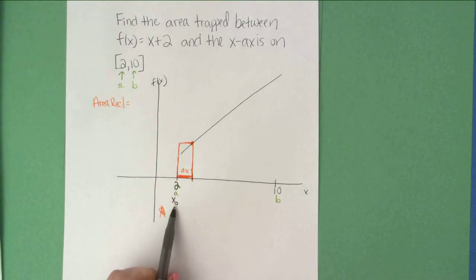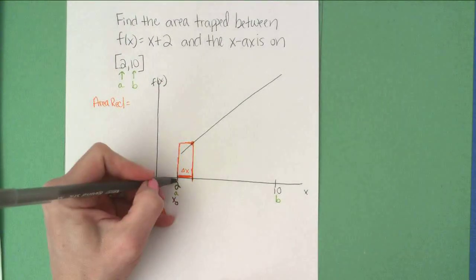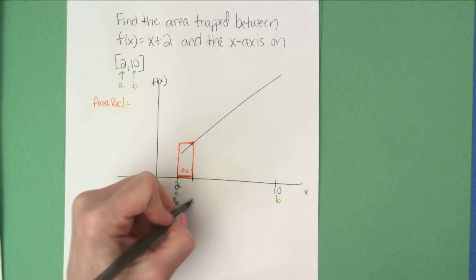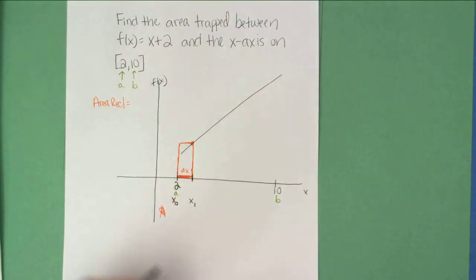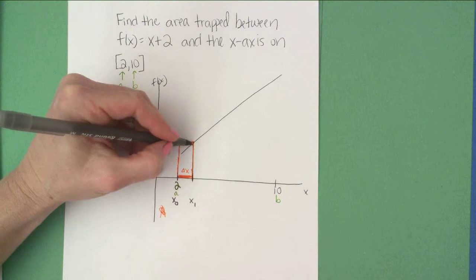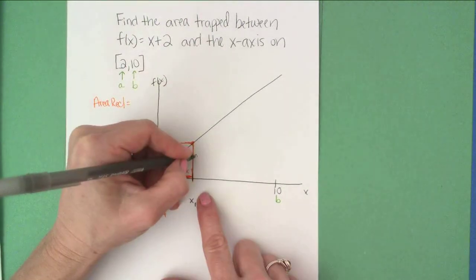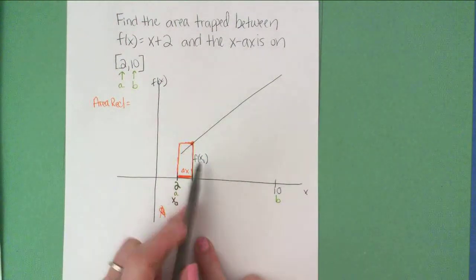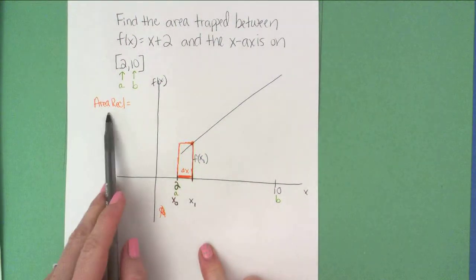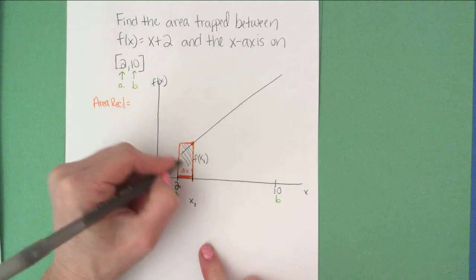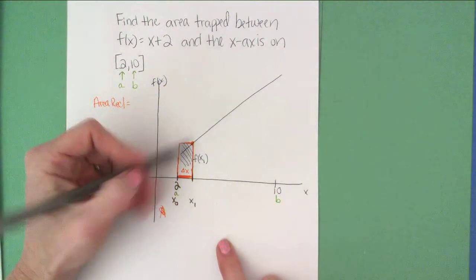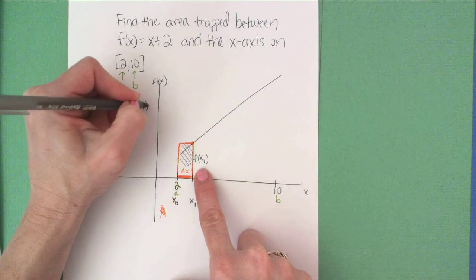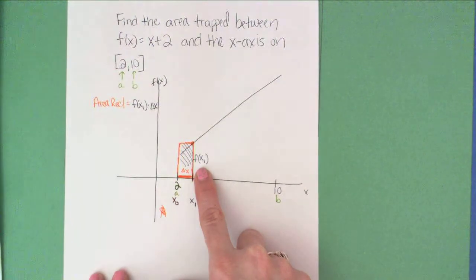If I do this, then I'm going to call the next x value here x sub 1. That way, the true height here I can denote as the function when x is equal to x sub 1. So the area of my first rectangle right here will simply be length times width, so f of x sub 1 times delta x. Okay, so then we make our next rectangle.